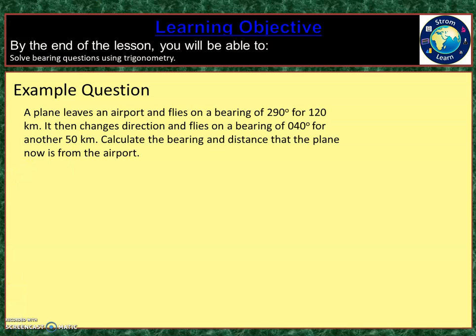Okay, so often with these kind of questions you get text instead of a diagram, so it's quite a nice idea to draw yourself a sketch. A plane leaves an airport and flies on a bearing of 290 degrees for 120 kilometers. So let's just have a point. This can be the airport. A bearing of 290 is going to be off in this direction somewhere, and it's going to go 120 kilometers in that direction.